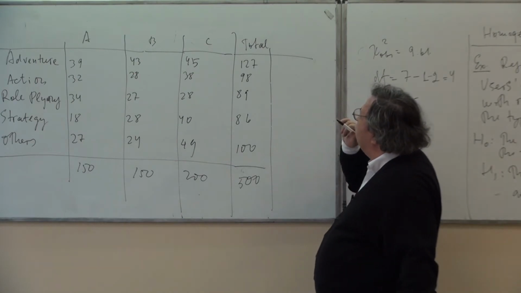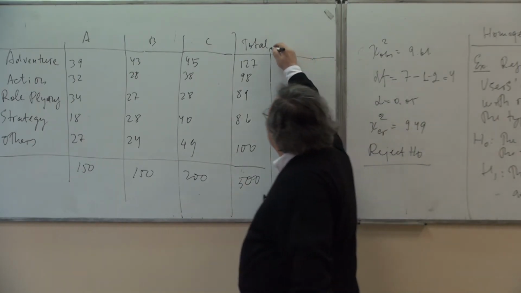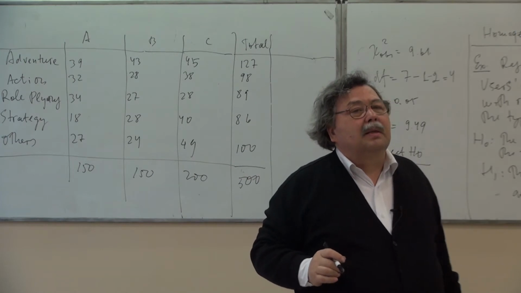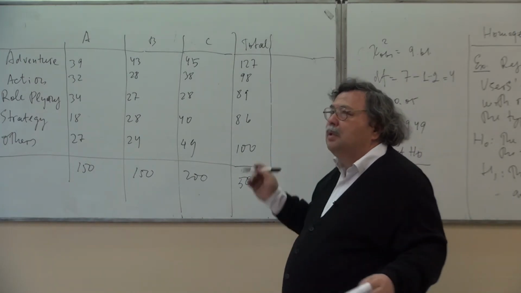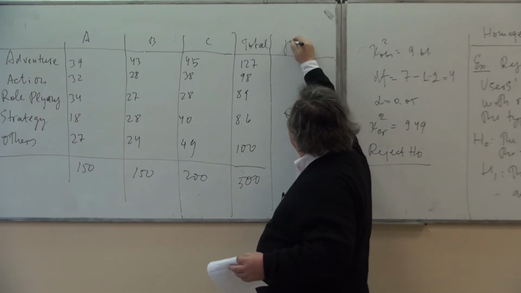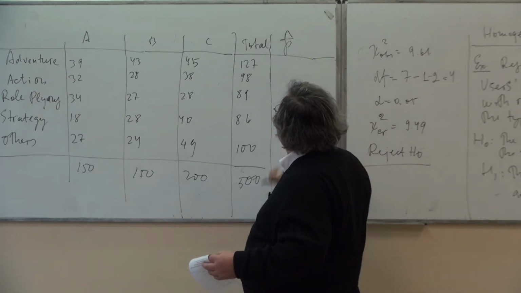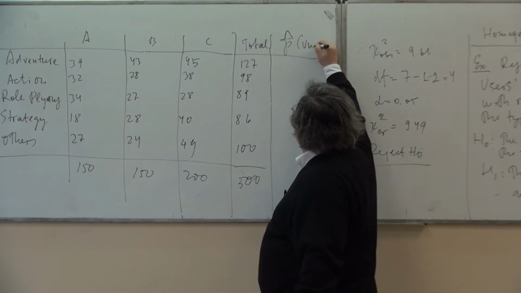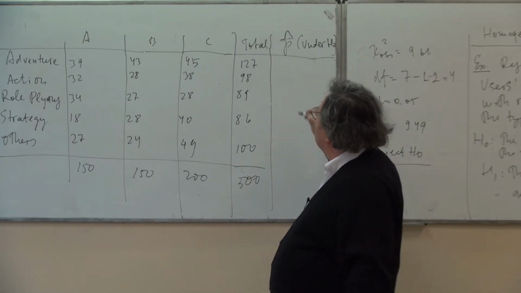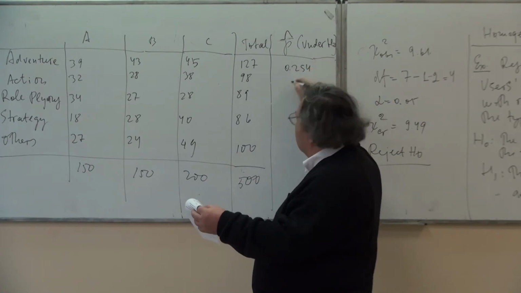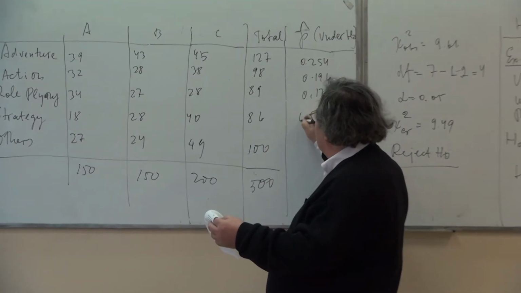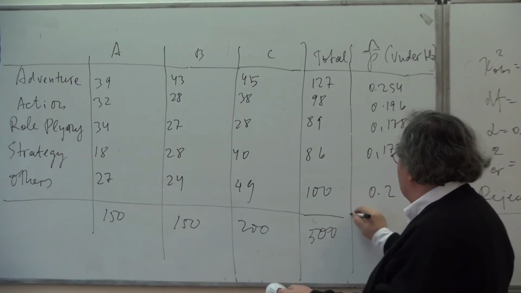Okay, the next step is this. We use these numbers to estimate this unknown multinomial proportion which is assumed common. So dividing 127 by 500, let's write it this way, p hat, which is computed under the assumption of H0, okay? Then 127 divided by 500 gives us 0.254 here, 0.196 here, 0.178 here, 0.172 here, and 0.2 here.